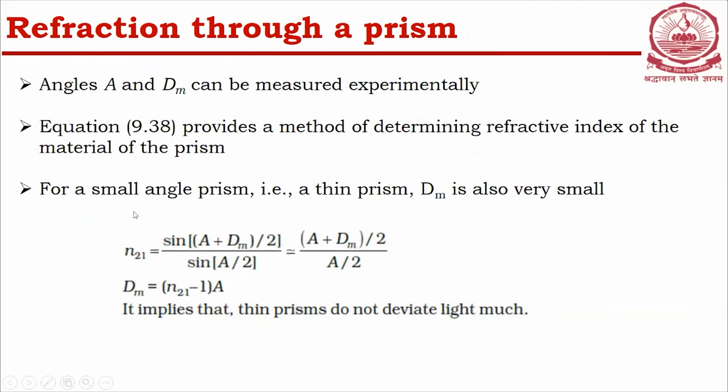There is another prism called a small angle prism, or thin prism. So the angle of minimum deviation is very, very small. In this case, it is actually sin((A plus dm) by 2) divided by sin(A by 2). Because the angle is small, sine of (A plus dm) by 2 becomes (A plus dm) by 2, divided by sine of A by 2. So this is for a small angle prism.